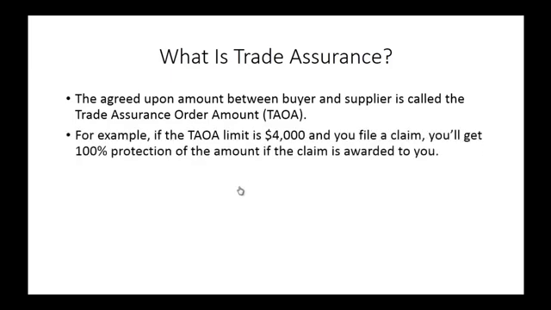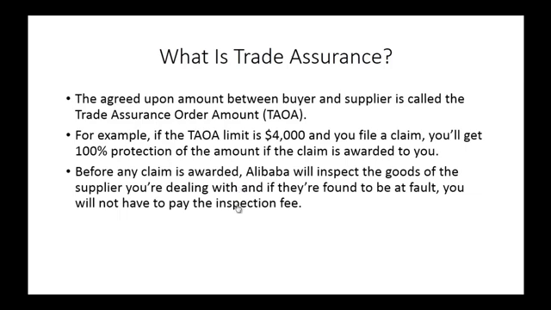For example, if your TAOA limit is $4,000 and you file a claim, you'll get 100% protection of that amount, $4,000, if indeed the claim that you place is awarded to you. Now, there is the matter of an inspection fee. Before any claim is awarded, Alibaba will inspect the goods of the supplier that you're dealing with. And if they're found to be at fault, you will not have to pay the inspection fee. The other thing is that Trade Assurance covers three basic areas in terms of your protection.